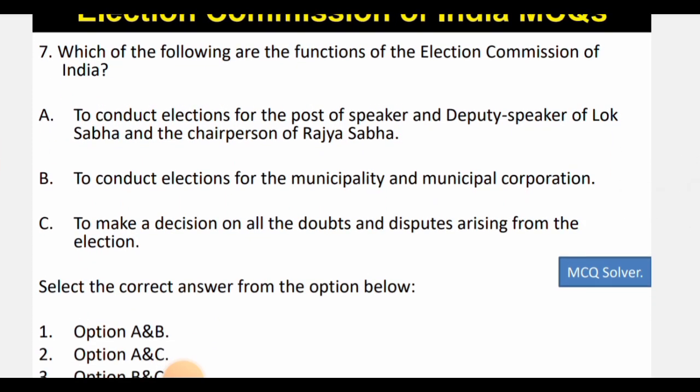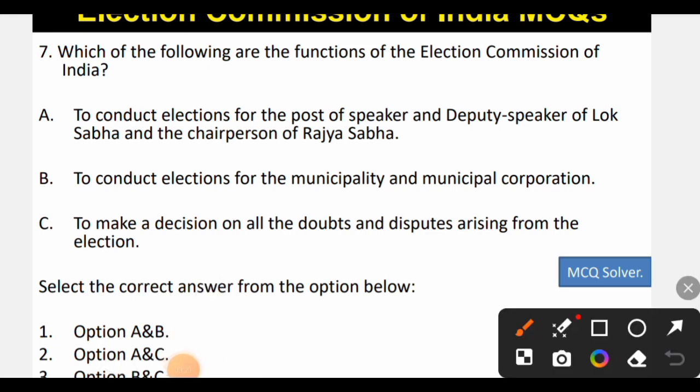Which of the following are the functions of the Election Commission of India? First we will look into the statements. Statement A: to conduct elections for the post of Speaker and Deputy Speaker of Lok Sabha and the Chairperson of Rajya Sabha. This is a correct statement, because in the question it is asked what the functions of the Election Commission of India are. Among the functions given in the Constitution, one function is that they look into the elections of Speaker, Deputy Speaker of Lok Sabha and the Chairperson of Rajya Sabha. A is the correct statement.